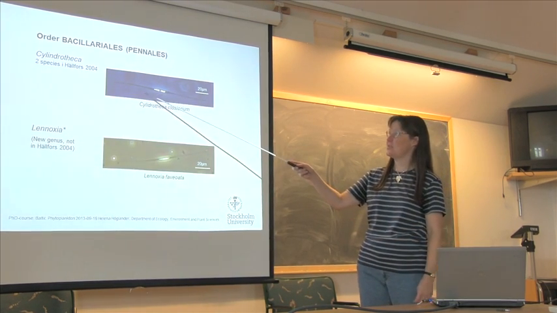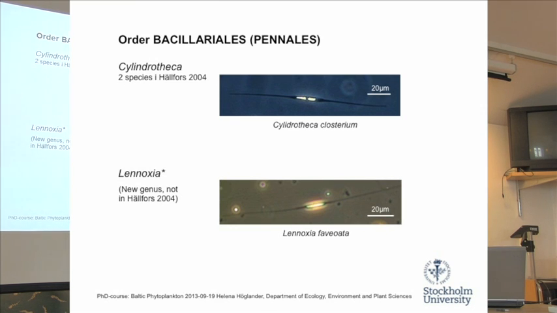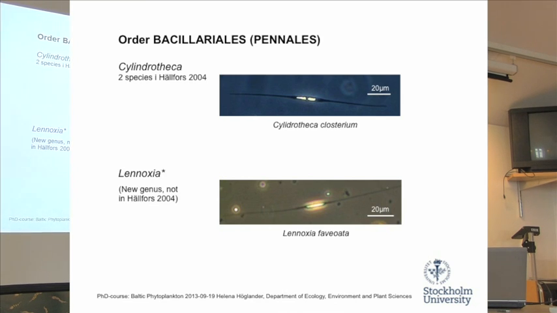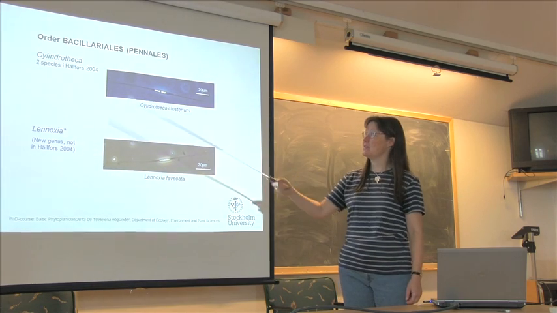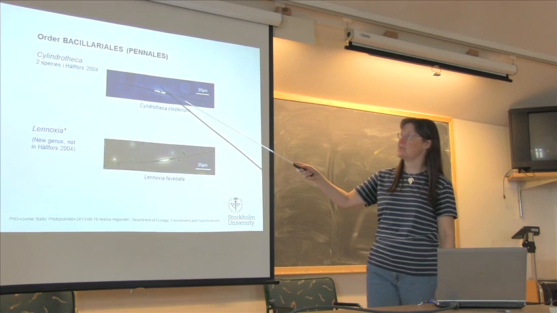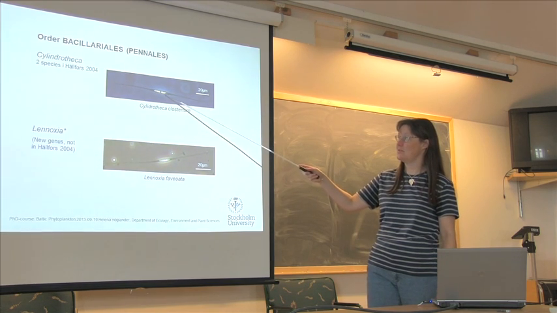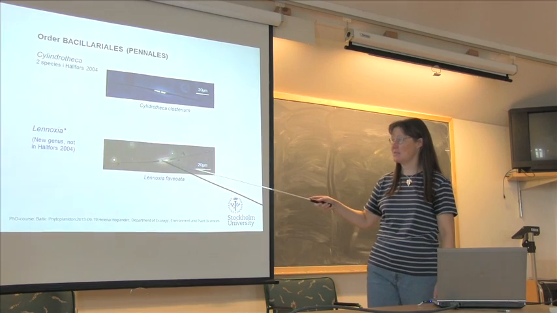These are also these pennate diatoms. We have this Cylindrotheca. If you have high nutrient concentration, this species can be very abundant. And if you compare these, they can look very much the same. This is a newer genus, but the difference between them is that this one has 2 chloroplasts. You can see the division between them, and this one has just 1.